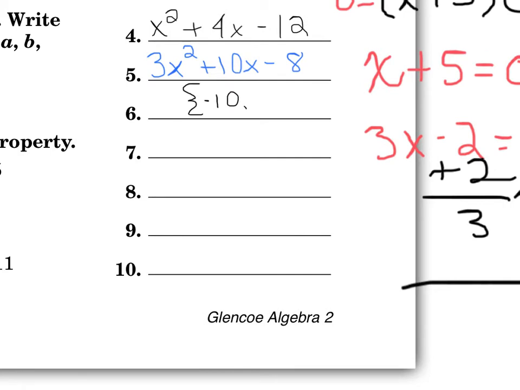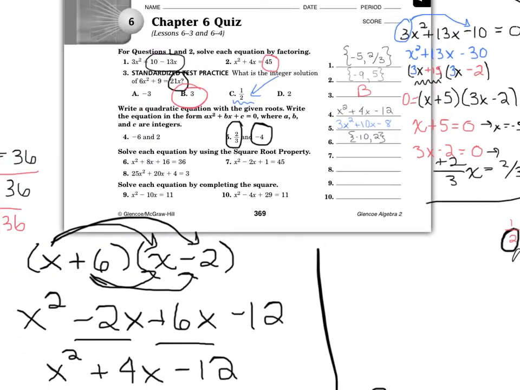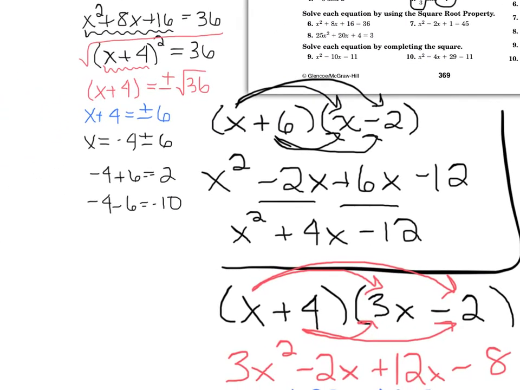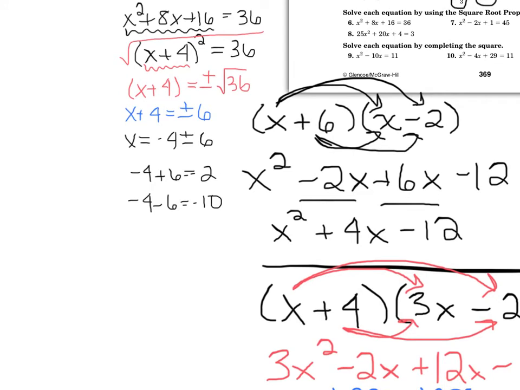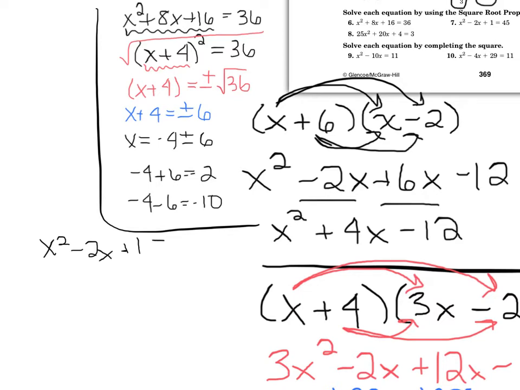negative 10 and 2. All right, let's take a look at number 7. Number 7, we're also using the square root property. And we have our problem, x squared minus 2x plus 1 equals 45.